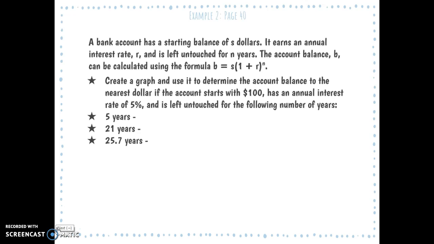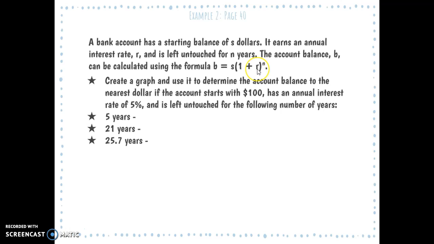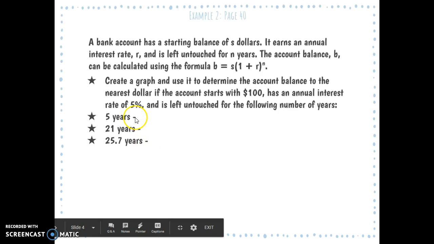The account balance, B, can be calculated using the formula B equals S times 1 plus R to the nth power. Now remember, this 1 plus R portion is representing our base, which is representing the fact that this has a percent increase for the account. So after you look at our values, we need to plug in our initial value.